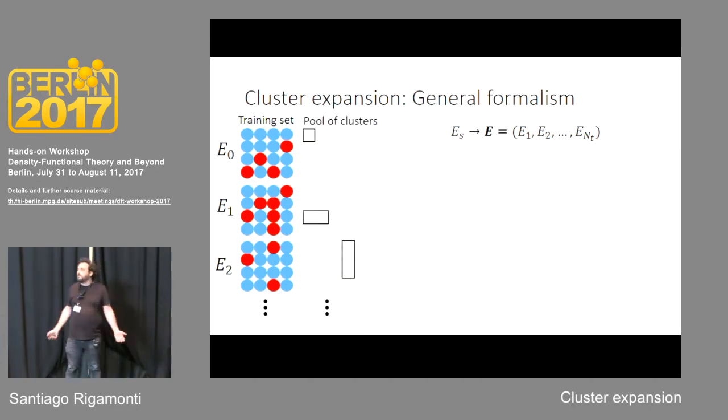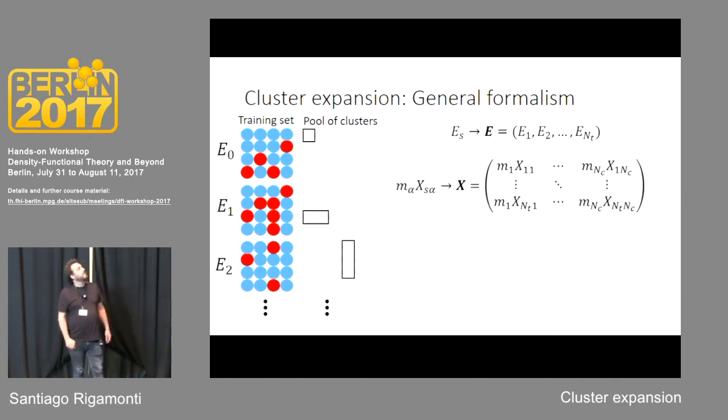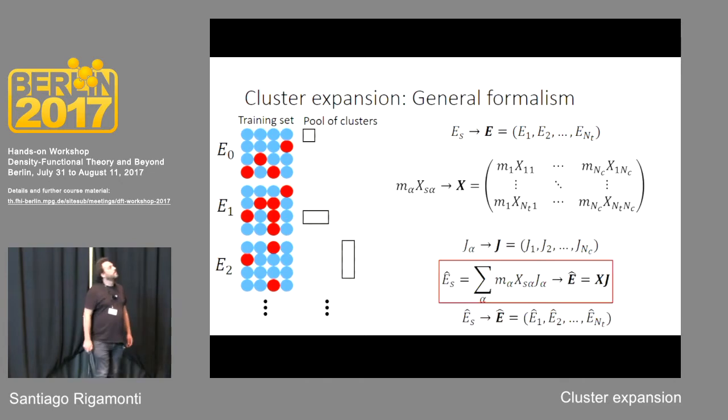Then you build a pool of clusters that can be as large as you like. So you have basically the pristine structure, and you find different patterns. Then you build a matrix, that is a matrix of the multiplicity times the correlations. Here, every column of the matrix represents a different cluster, and every row represents a different structure. Then, once you find the coefficients, which I will explain in a moment how you find them, you can basically write the energy as we did before, and you can represent it in a matrix form in this way.